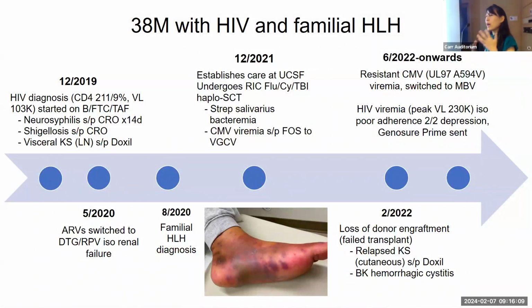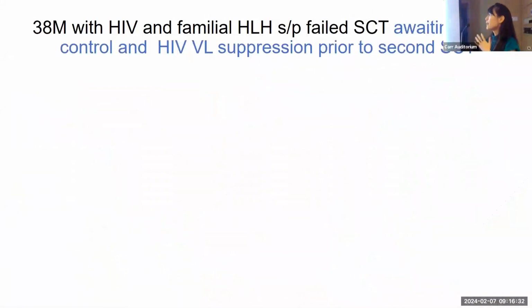this is being managed in the outpatient setting, and he gets really, really depressed, basically stops taking his anti-CMV medications and gets resistant CMV. He also stops taking his HIV medications due to depression. His viral load's up to like 200,000. And I'm his HIV provider. I sent a GeneSure Prime. Our big picture goal is that we need to really prioritize his adherence to his ARVs so we can get him suppressed, so he can get his second transplant.